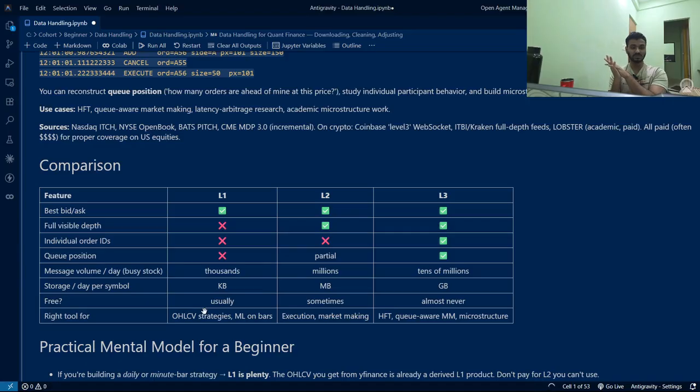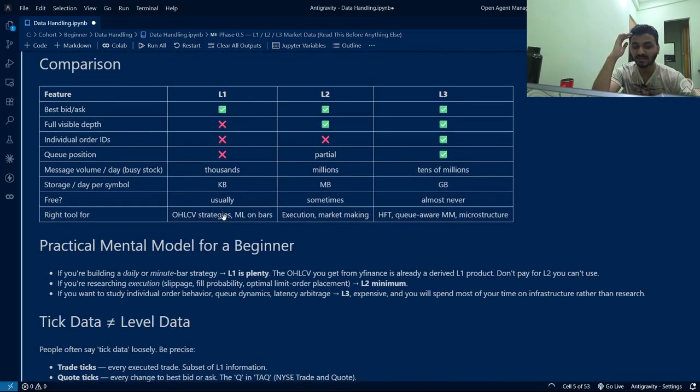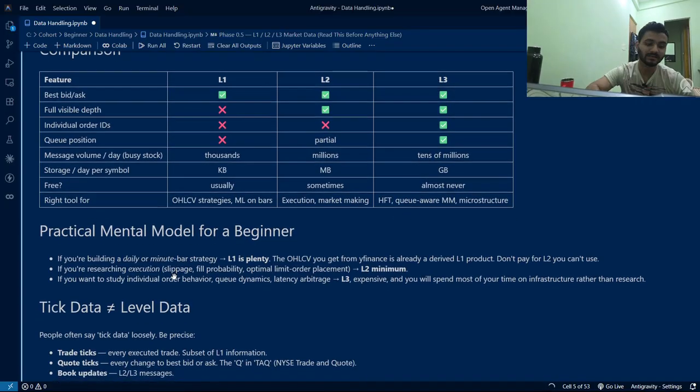L1 is usually mostly free. You just have to look for sources. I will tell you later in the video. L2 is sometimes free, very rarely free, right? And L3 is never free. Trust me. Then L1 is used for OHLCV strategies, ML on bars, execution, and microstructure. So if you are building a daily or even a 1-minute strategy, L1 is enough.